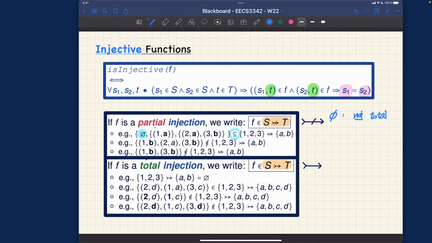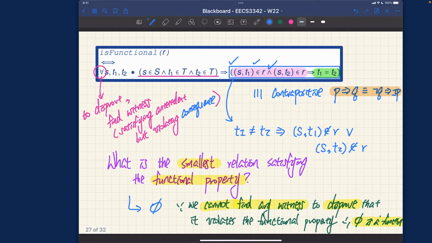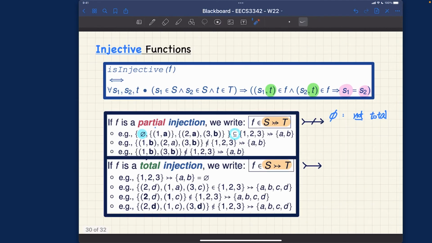But what about injection? Why is the empty relation, the empty function, also injective? It's a similar argument as we said before about why the empty relation is a function. Let me go to that particular page just to remind you. We said before, the smallest function is the empty relation, and the reason is that we cannot find any witnesses in the relation to disprove the functional property. So we've got a similar idea over here. The empty set is also injective. Number one, it is not total, and number two, it is injective.